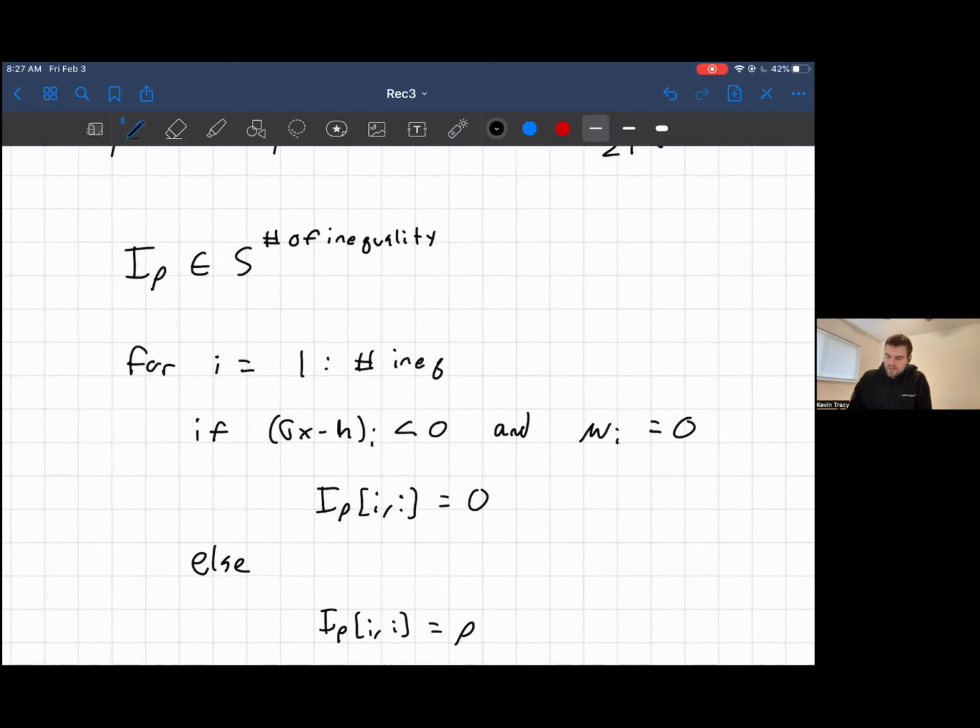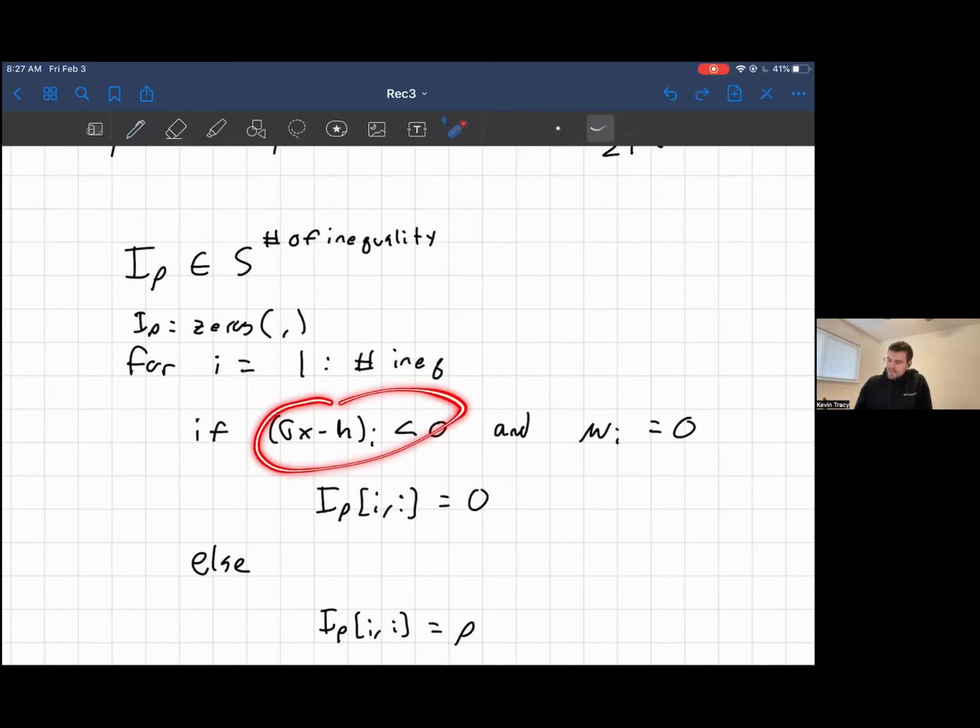But basically, you're going to create I rho to be zeros, and then just create this with the size of the number of inequalities. And I'm going to loop through each diagonal entry, determine if that constraint is active. If the constraint is active, then I'm going to have the penalty there. But if the constraint is not active and my dual variable is 0, which it should be, then I can forget about it. Then it's as if the constraint is not there. So I set that corresponding entry to 0.